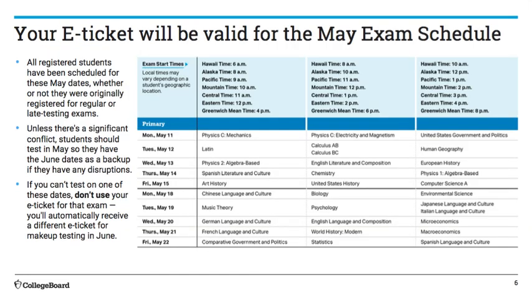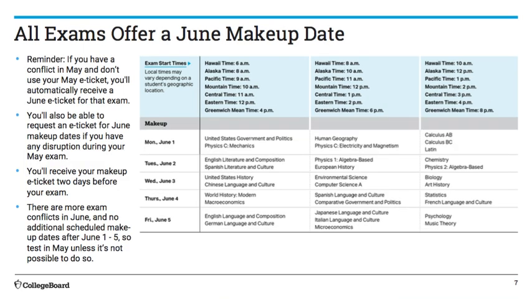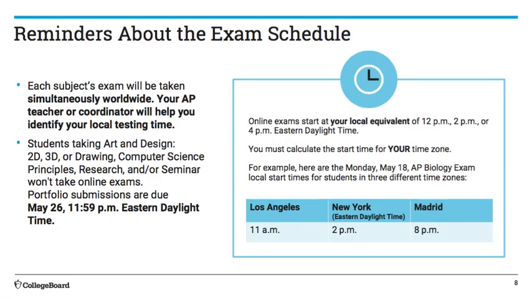E-ticket will be valid for the May exam, which for us is May 12th at 1 p.m. Central Time. You're going to need to log in at 12:30 to begin the check-in process. I'm not going to talk about the makeup date. If it happens, I'll let you know. Again, our test is May 12th, 1 p.m. You need to log in at 12:30 p.m. Central Time.